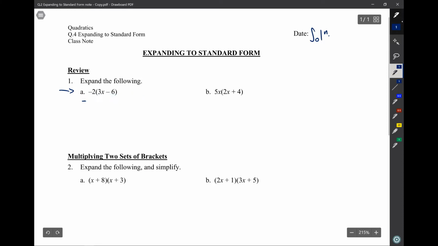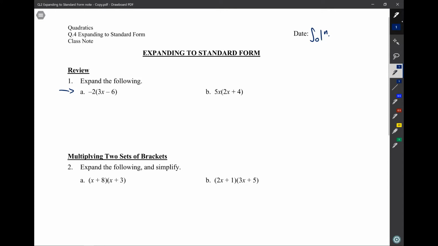Now our method, when we're expanding into the set of brackets, when we multiply this -2 times the 3x, that's one term there, right? Within our set of brackets we have two terms. The first one is 3x, the second one is minus 6. We always notice that what separates our terms within the set of brackets is either a plus sign or a minus sign. We can use that to determine how many terms are within the set of brackets and how many steps we need to take to accomplish what we want here.